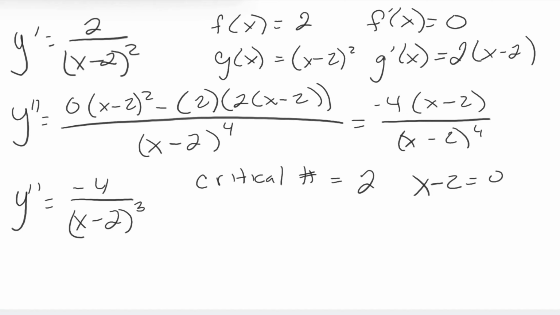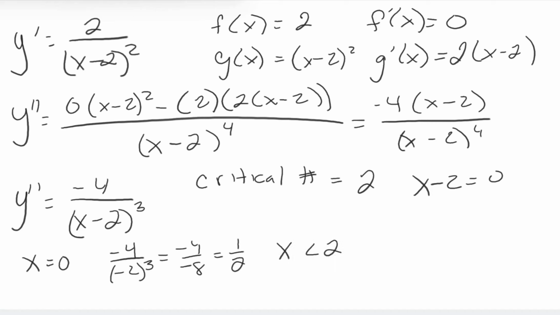So now again, I basically have to pick a number on either side of it and see what happens. So let's pick 3 and 1. Or actually, no, 3 and 0, because I always like using zeros. So if x equals 0, I have negative 4 over negative 2 to the 3rd power. So I get negative 4 over negative 8, which is 1/2. So when x is less than 2, it's positive. So it's concave up.